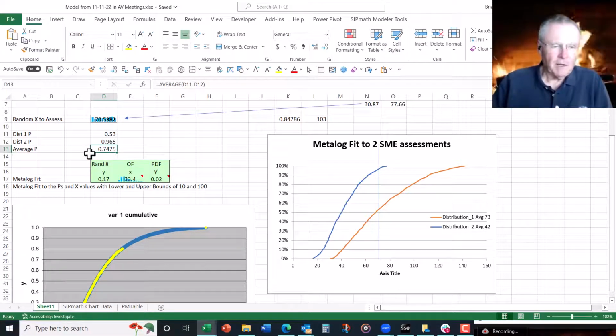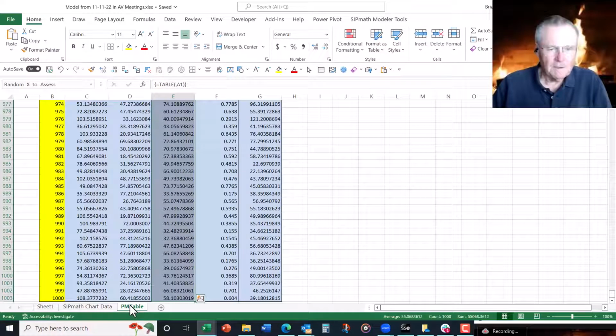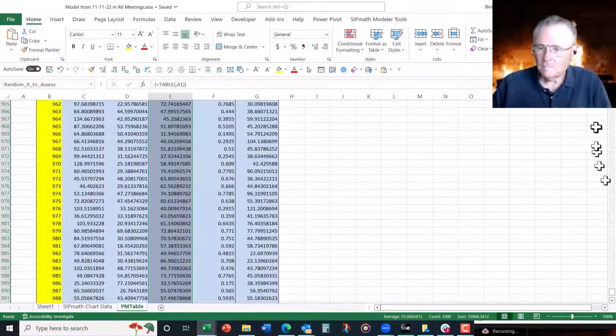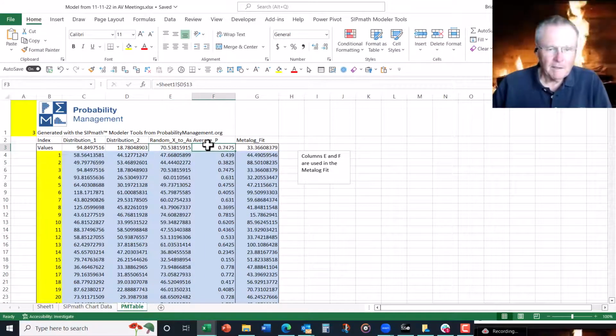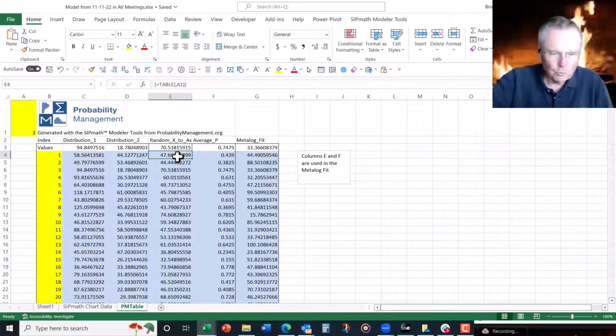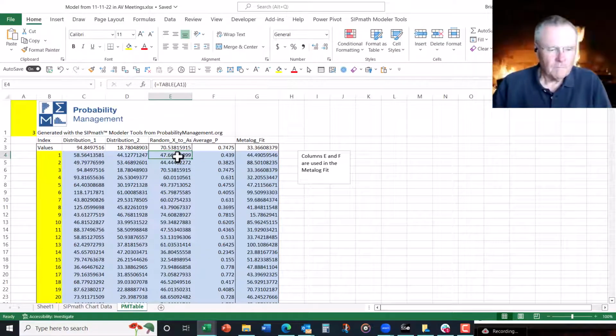Now I'm going to do this in a Monte Carlo perspective. Now I ended up with 1,000 of these things. And from a SIPMath perspective, the way it's calculated, I can come over here to this PM table, and I can see those 1,000 trials. Here is my 70.5, and here's my average P of 74. And there's 1,000 of these things going down. All right. That's all well and good.